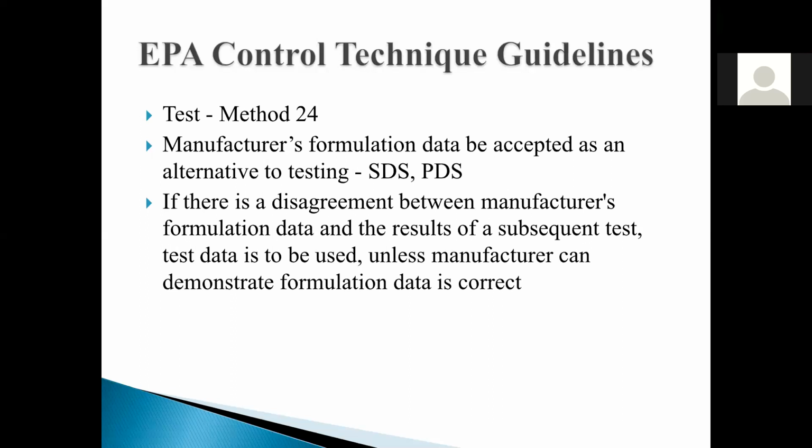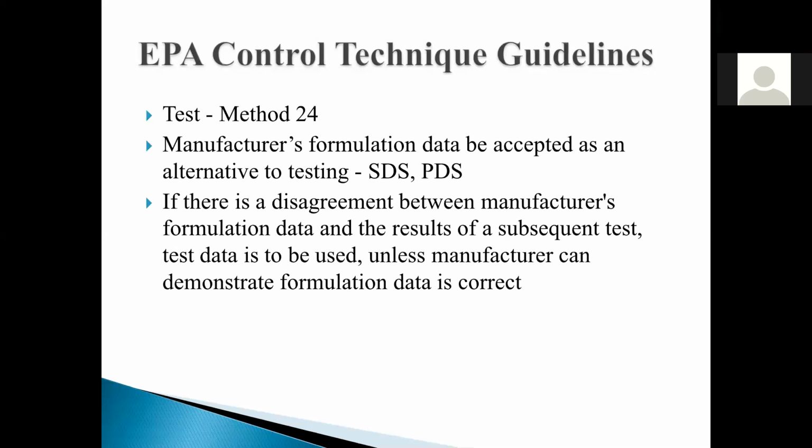EPA in the CTGs essentially points to the test method, but they also put in there that an application facility can use coating manufacturer formulation data as an alternative. So information that a facility might receive from a coating manufacturer, be it a safety data sheet, a product data sheet, environmental data, that can be used for compliance in general.